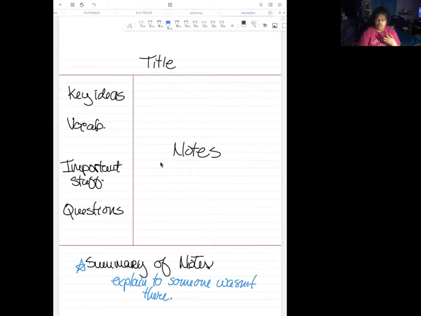And the reason you want to do the summary of notes here is not so much that, oh, you're summarizing your notes, so that should be easy for you. You're actually trying to see if you understand the concepts, right? After you take the notes and you write down your key ideas and the important stuff, and you ask the questions, you come back and you're like, okay, do I really understand this concept? Can I explain this to someone who wasn't there, or someone who doesn't take history 1301 or composition and rhetoric 1302? Can I explain this?